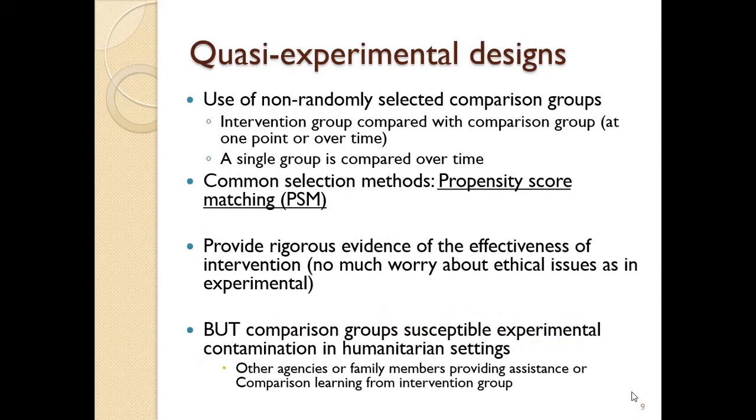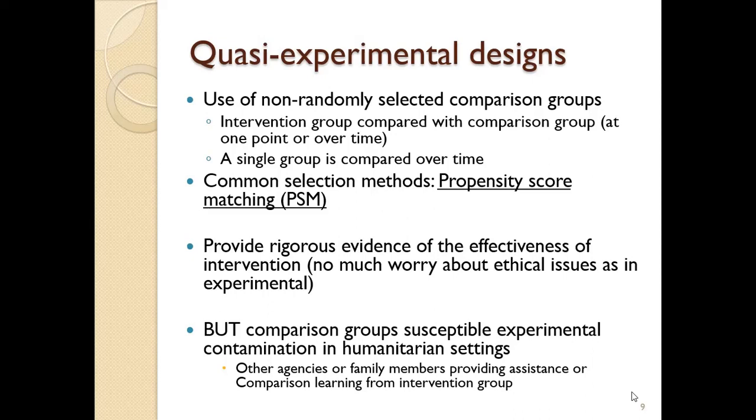The quasi-experimental designs use a non-randomly selected comparison group, whereby the intervention group is evaluated compared to the comparison group, at one point or over time, to check whether there are differences in the effects after the intervention. Or within the intervention group, I mean the group that got the assistance, a single group is compared over time. That's another alternative. A common selection method for those comparison groups is propensity score matching, PSM.